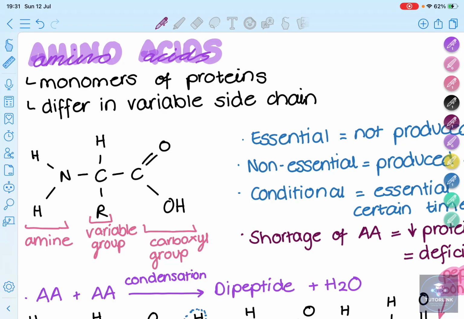So amino acids are the monomers of proteins. So monomers means the building blocks of proteins. So amino acids are what proteins are basically made of.